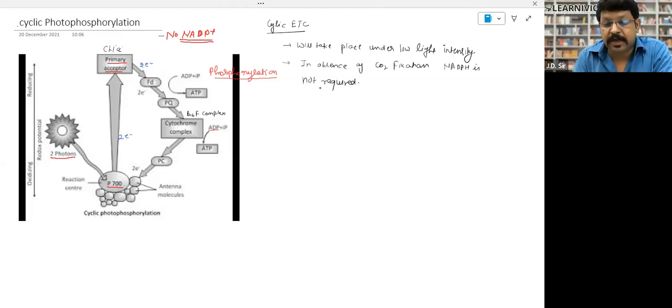When cyclic electron transport takes place. Second, in absence of CO2 fixation. When light intensity is low, CO2 fixation will not take place and NADPH is not required. When NADPH is not required, then only this will take place. So these are the 2 conditions when cyclic photophosphorylation will take place. Else, commonly, non-cyclic photophosphorylation will take place. Note down: cyclic photophosphorylation will take place under 2 conditions.